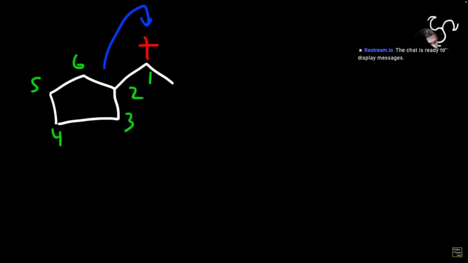Another type of rearrangement is the ring expansion. In this example, we have a 5-carbon ring, and so it's going to expand to a 6-carbon ring, which is more stable. And so we can break either this bond or this bond, it really doesn't matter. Let's call this carbon 1, 2, 3, 4, 5, 6. So this is going to expand to a 6-carbon ring.